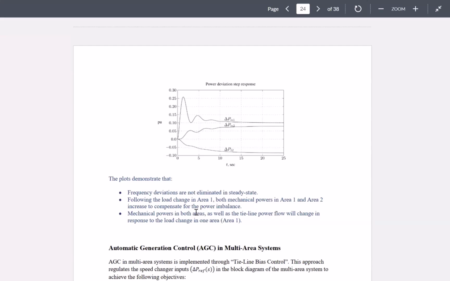Okay? The transacted power should not change. So delta P12 should go back to 0. Delta PM2 should go back to 0 also, because there was a change in area 1, fine, but area 1 needs to deal with that. The generators in area 2 should not respond to that under steady state conditions. In transients, everything can happen, but in the end, they should go back to 0.